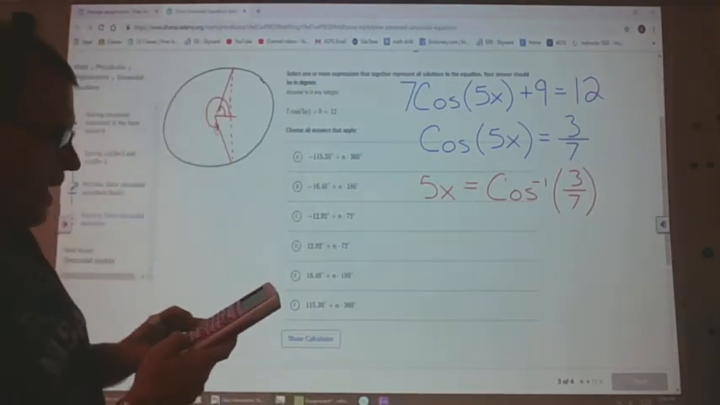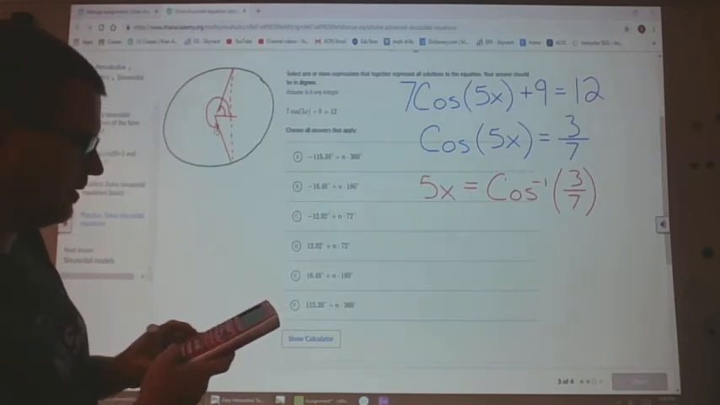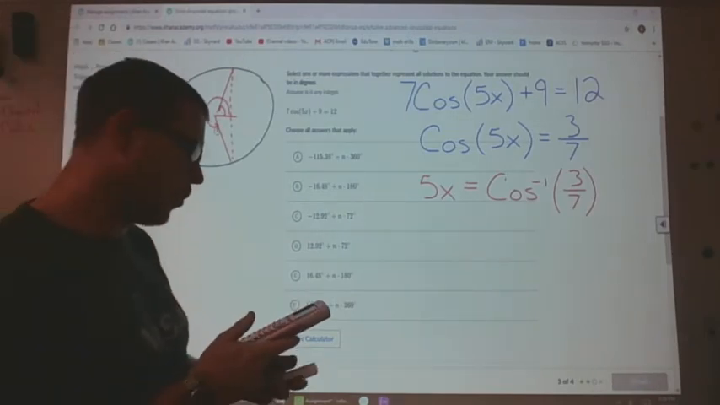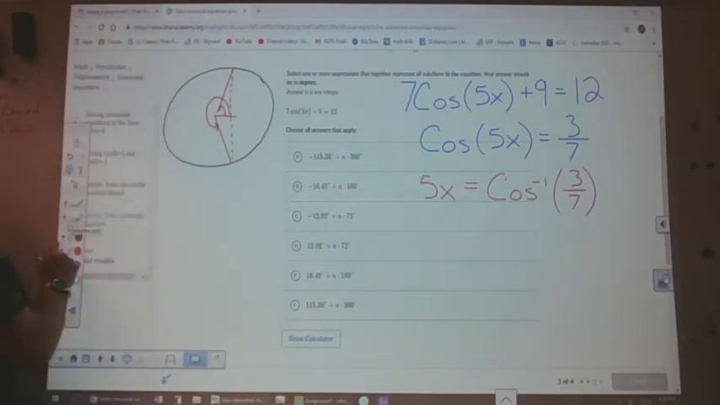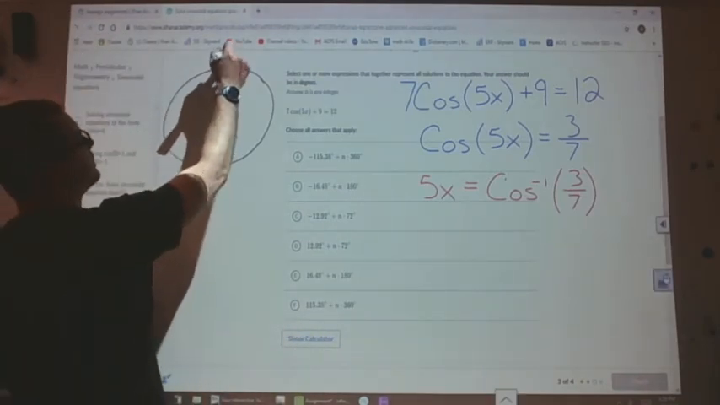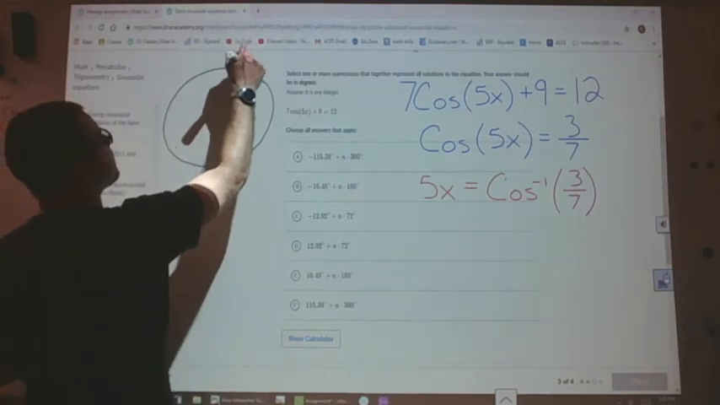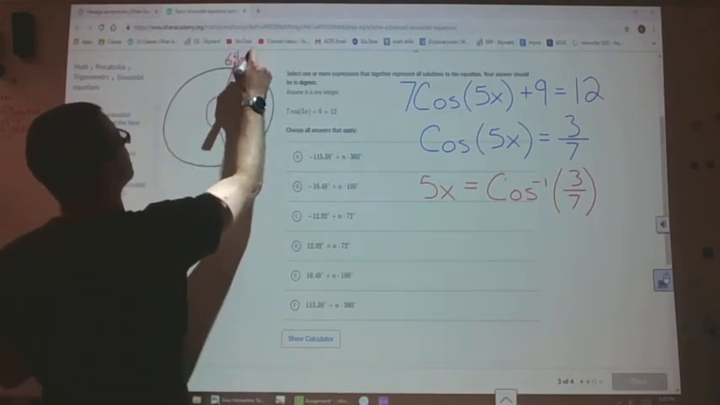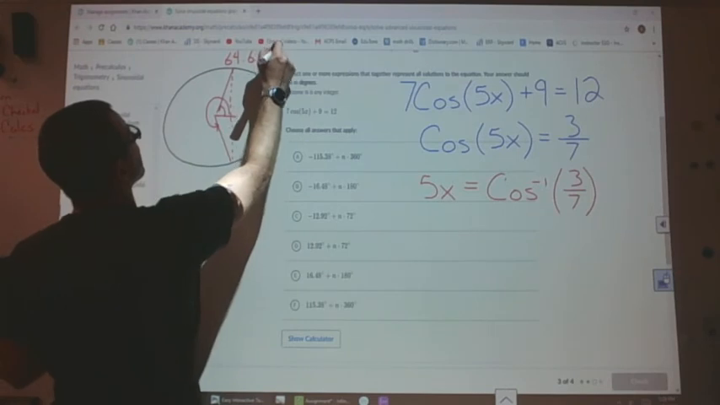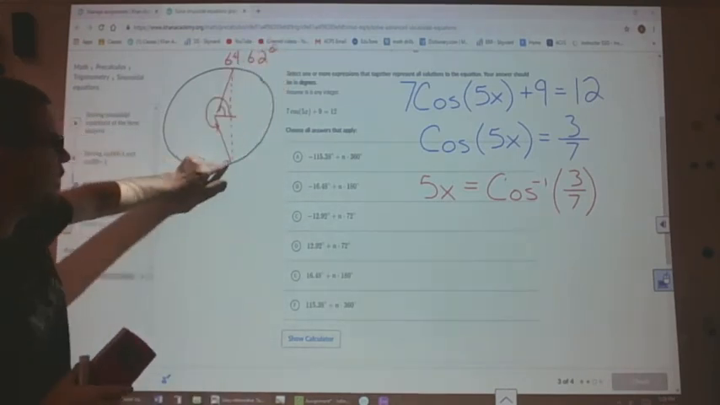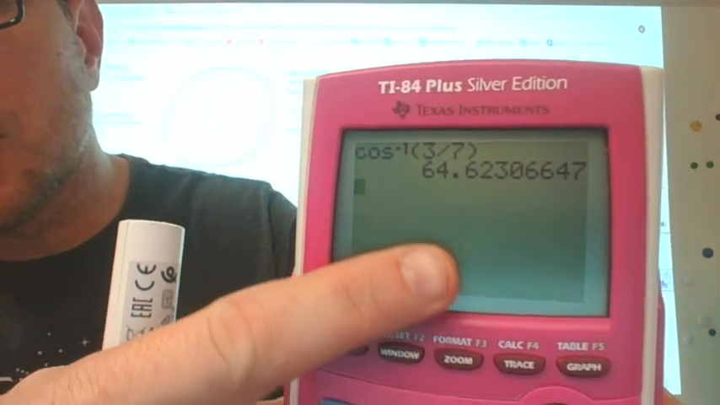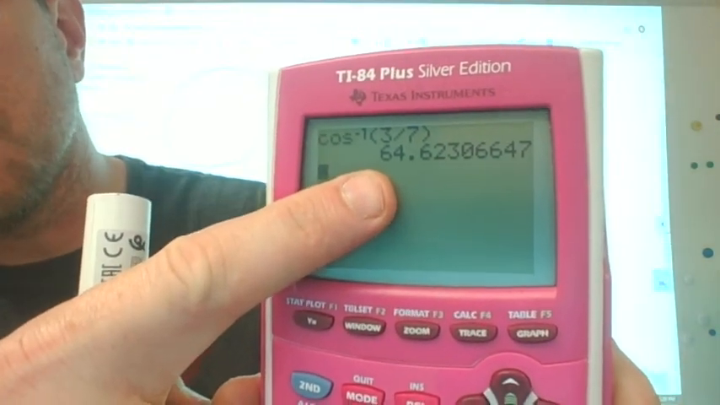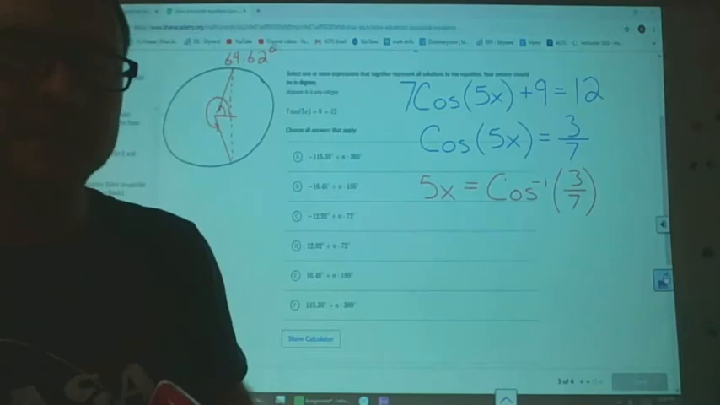Inverse cosine of 3 over 7 is 64.62. So I know that's that first one. This is 64.62 degrees. Again, look at your calculator. It's only giving you that first one. There it is, up there. 64.62 degrees. It didn't tell me the second one.